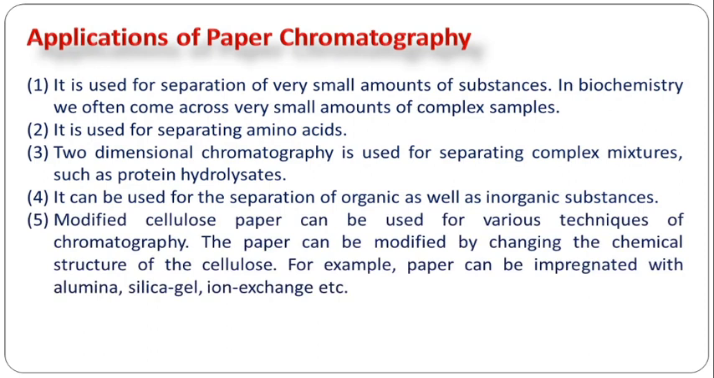Modified cellulose paper can be used in various chromatography techniques. Modified filter paper can be used as an inert solid support for the liquid stationary phase. The paper can be modified by changing the chemical structure of the cellulose. For example, paper can be impregnated with alumina, silica gel, ion exchangers, and so on. So we can alter the efficiency of the paper.